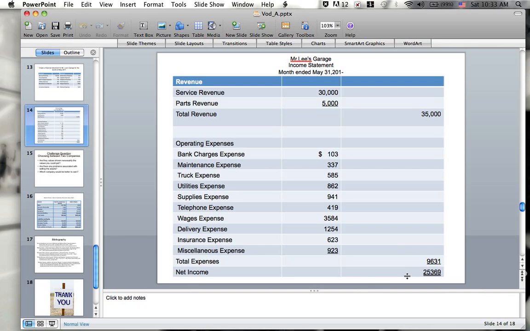The net income figure is the difference between the total revenue, which is $35,000, and the total expenses, $9,631. If the revenue is greater than the expenses, in this case, the net income is $25,000 and $369 in results.